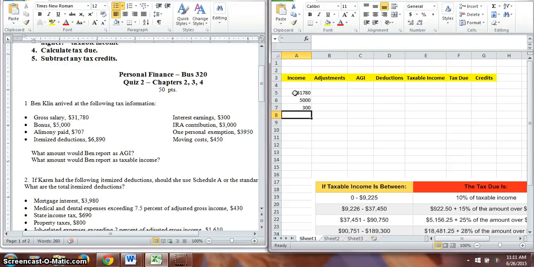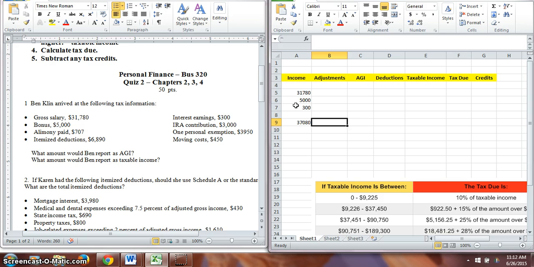IRA contribution, nope, that's an adjustment. Moving costs, nope. One personal exemption, nope. Okay, it looks like I have all my income. So I'm going to add that up right now, just a quick sum. And there's my total income.